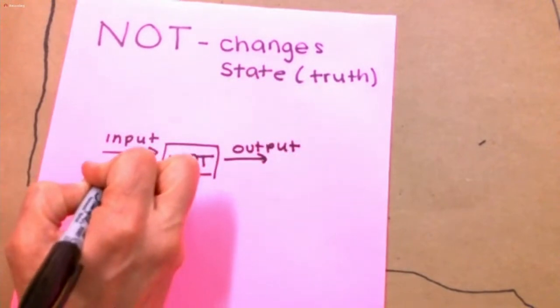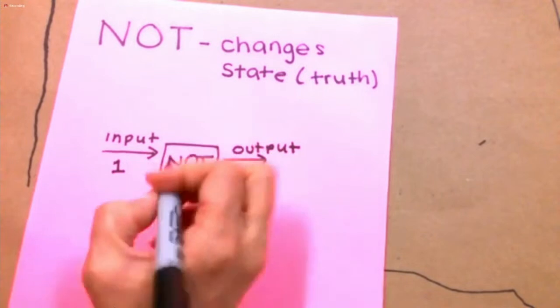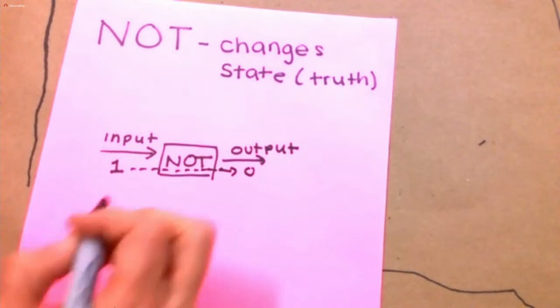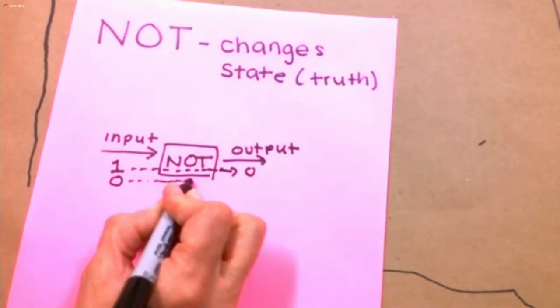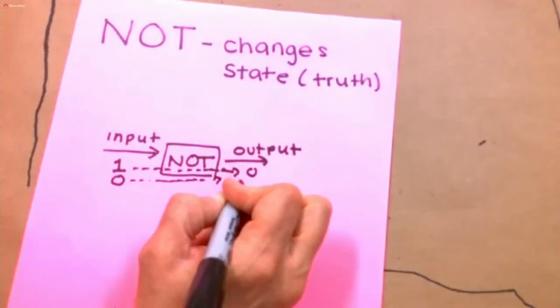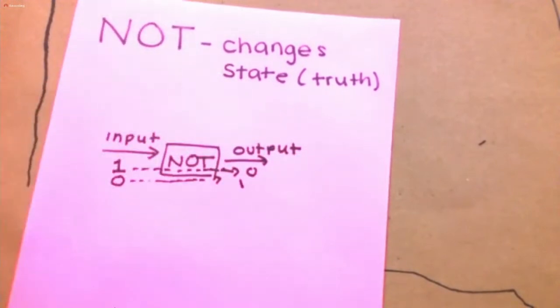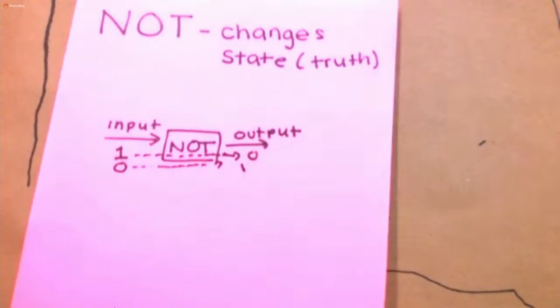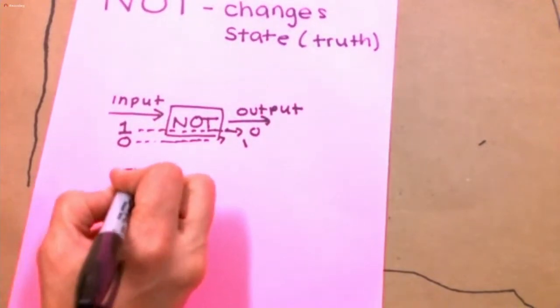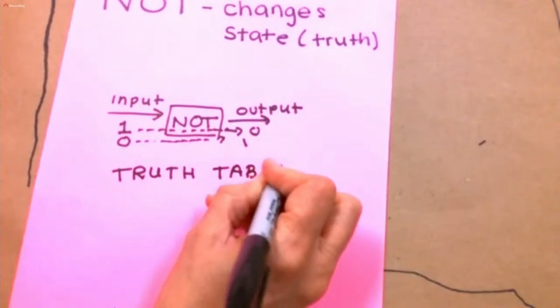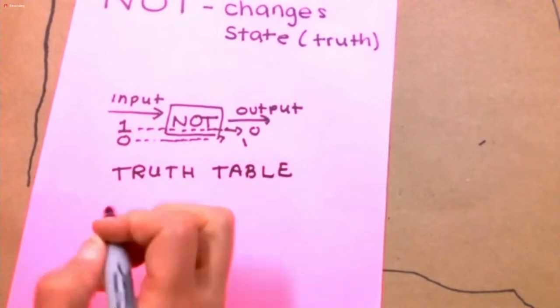What that means is if I put a 1 in for the not gate, I get a 0 out. If I put a 0 into the not gate, I get a 1 out. So that's all it does. It says, I know what you are, and now you're this, and it changes what it is. A lot of times these gates, operations, are represented in what we call a truth table. And I'm going to show you what the truth table looks like for the not gate.